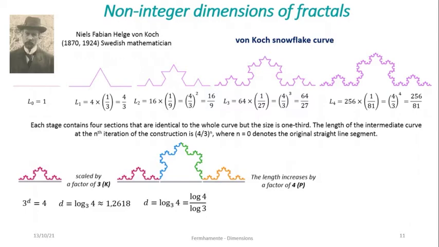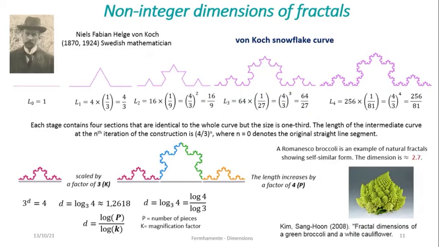1.26. A Romanesco broccoli is an example of a fractal. It consists of small cones spiraling around a larger one. The dimension of a Romanesco broccoli is 2.7. Kim Sang-hoon, in his abstract, gave a measure of these fractal dimensions.